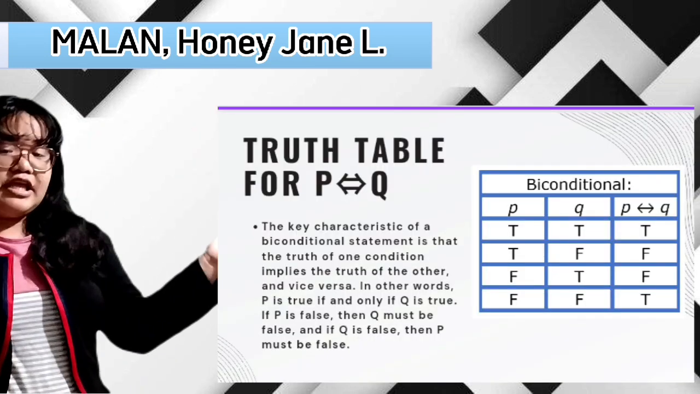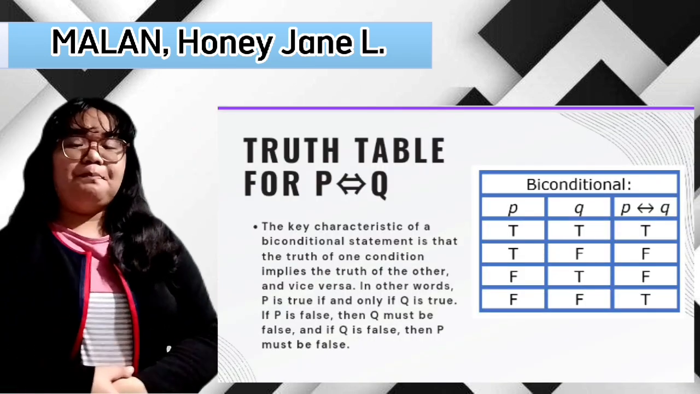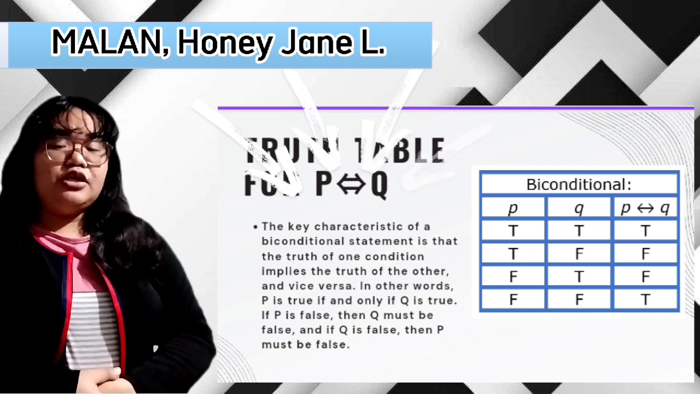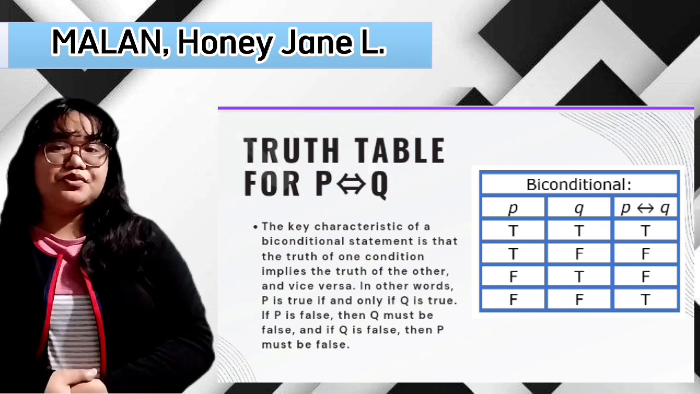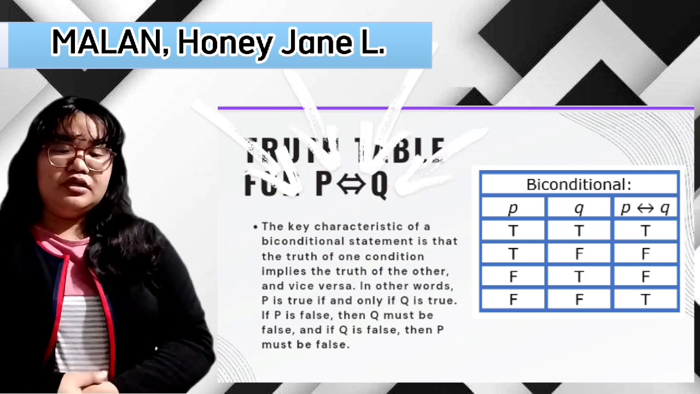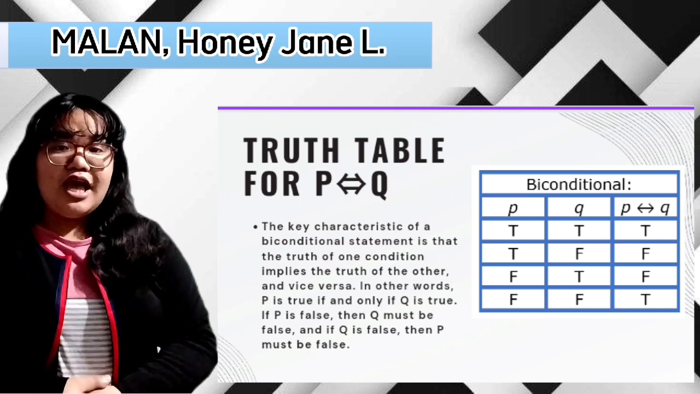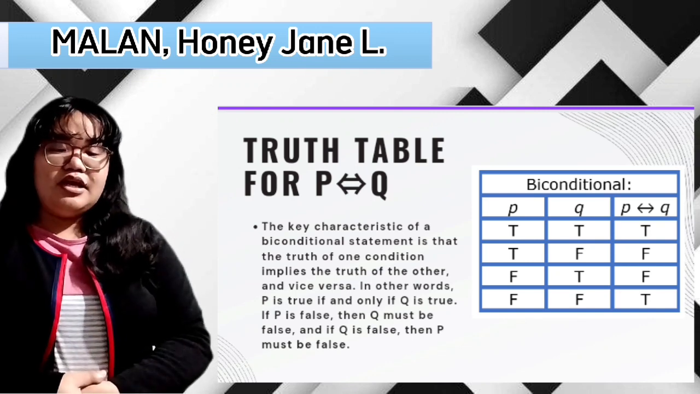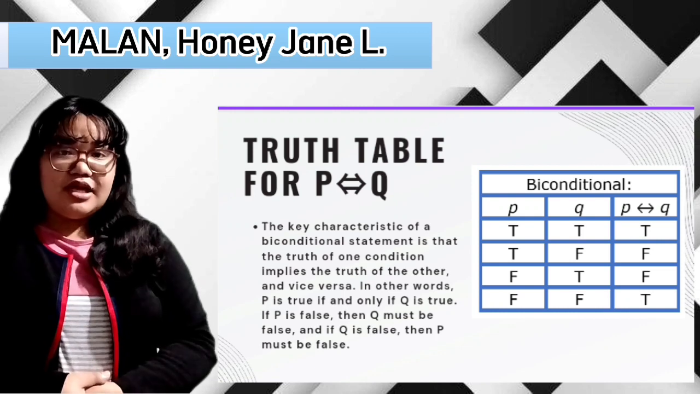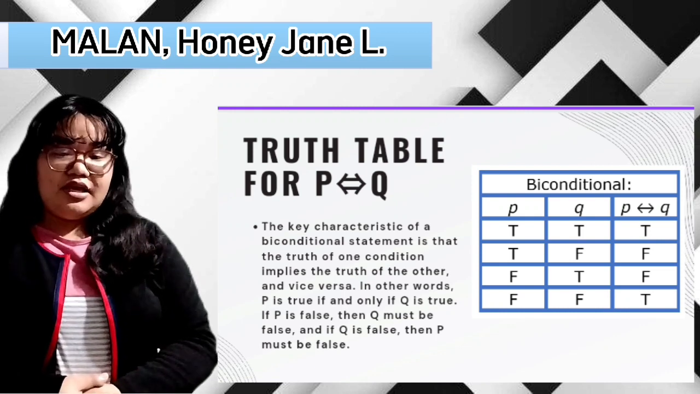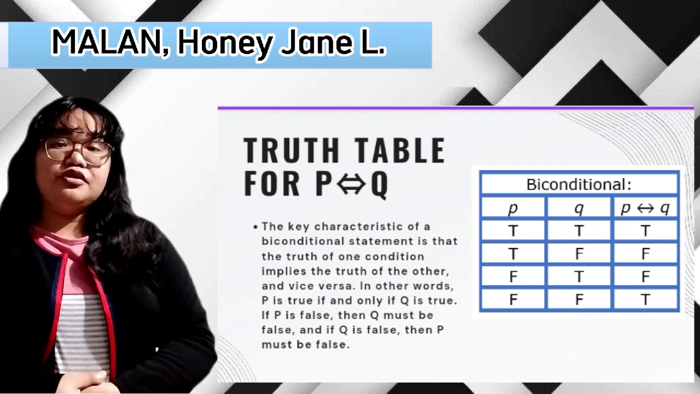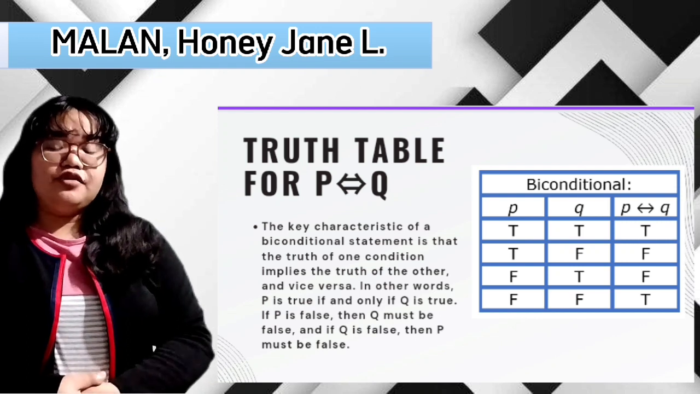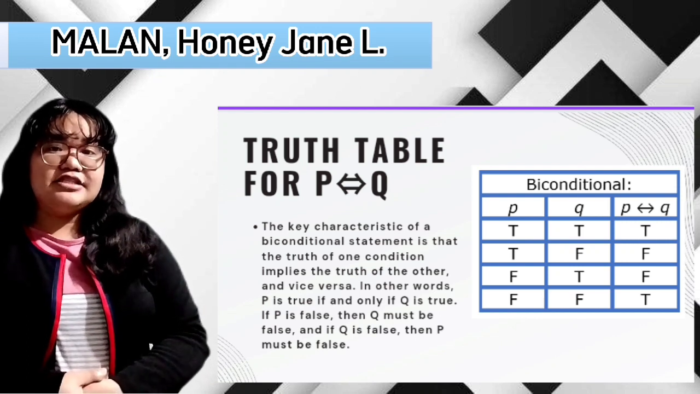So in our third table, the symbolic form P if and only if Q: if P is true, Q must be true. If P is false, Q must be false. If Q is false, P must be false. So it implies that the truth of one condition is the truth of the other, and vice versa.